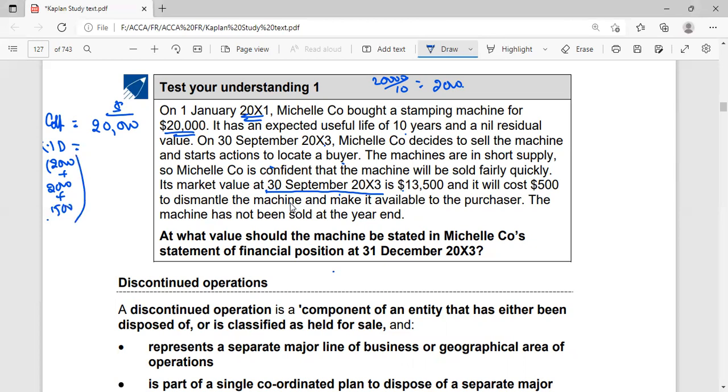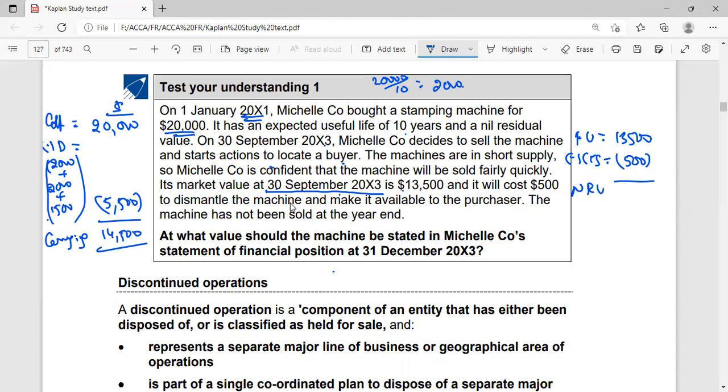2000 into 9 by 12, 1500. So what is the total? 4 plus 5, 5,500. Then carrying amount is equal to 14,500. Then what is the cost to sell? So fair value is equal to 13,500 less cost to sell is equal to 500. Here NRV is equal to 13,000.